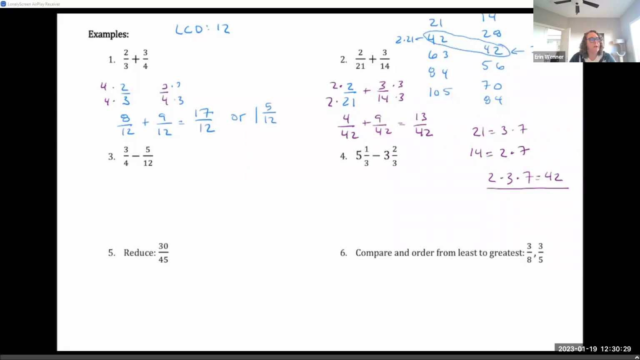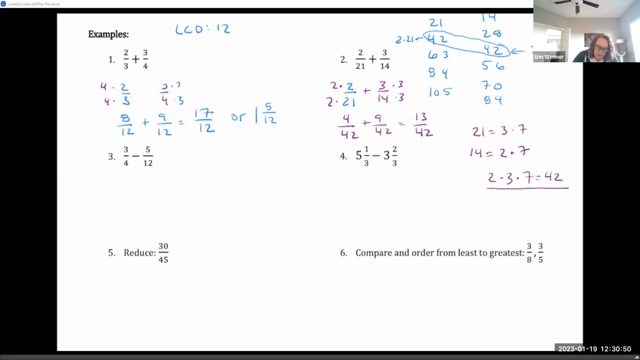If you're uncomfortable with that process, that's totally okay. You can just use the listing out of the multiples, but using the factorization is going to be a faster way to do it. So in number 3, we want to do subtraction, right? So we need to find the common denominator there.